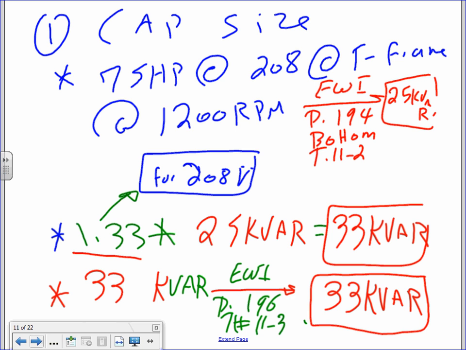Can you guys see how it moved from 25 all the way to 33? If it was a 480, you stick at the 25, but if it's 208, you increase it because of the lower voltage to a 33. Make sense? That step, that's the only reason why I use this example, because of that extra step right here. All right, piece of cake.